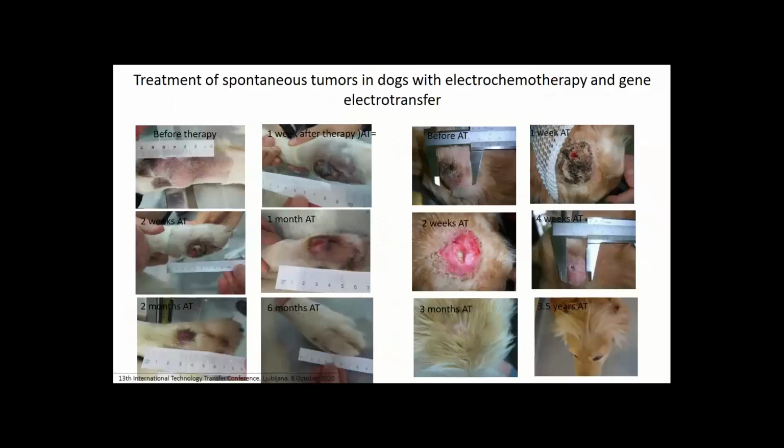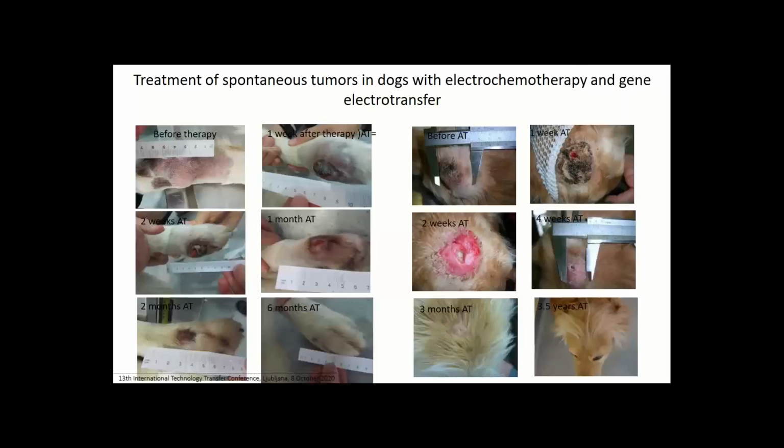This is just two examples to show you how good the effect is. Before therapy, and then after several weeks or months, there is a formation of a thick crust that falls off, and we can achieve really nice cosmetic effects. And this is also a very, very long-lasting effect.